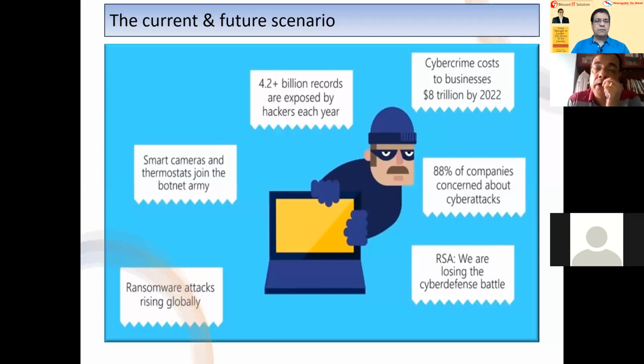And we have to protect ourselves. Remember one thing, 100% protection may not be possible, but if you are planning to do 50% of the protection, that is more than sufficient. And that is what we are going to discuss in this particular session.